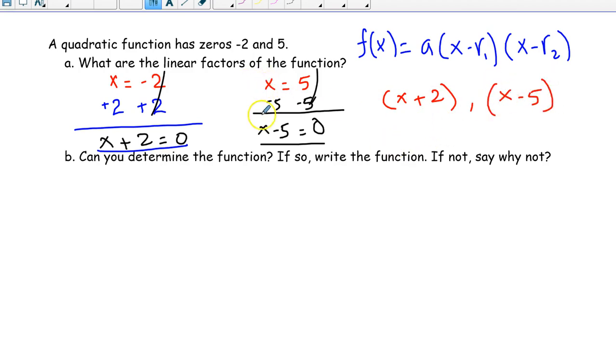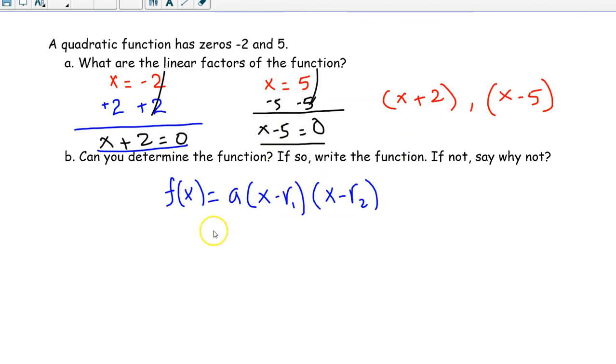That's all. Linear factors. Now, can you determine the function? If so, write the function. If not, say why not. Okay. Now what I'm going to do is, this is my quadratic function in the factored form. Alright, then I'll substitute the values here. F of x is equal, I want to plug in the values. So a, do I know the value of a here? Using just these zeros, -2 and 5, that's the only information we have. So I cannot talk about that a.